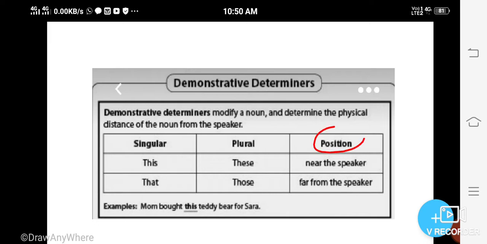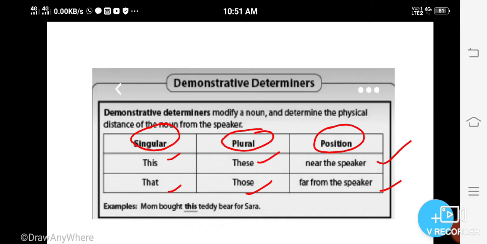Now, what is the position here? You must use this or these if the nouns are near to the speaker. You must use that and those if the nouns are far from the speaker. Now, if the noun is in the singular form, means if it is only one, then you can use this or that. If there are many nouns, plural form, then you can use these or those.